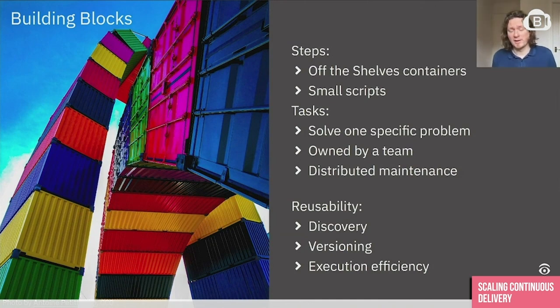Second, you need to have versioning, because you might rely on a specific task, but that task is maintained by someone else. So if a new version of the task is modified, you want to make sure that this does not have direct impact on your pipeline. And lastly, you want to have execution efficiency, because if you break down your pipeline in tasks and steps, so a lot of small building blocks, and you have an overhead in starting up each of these building blocks, then you might end up with a pipeline which is slower to execute than you would wish for.